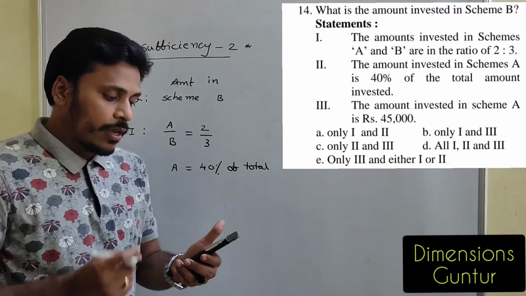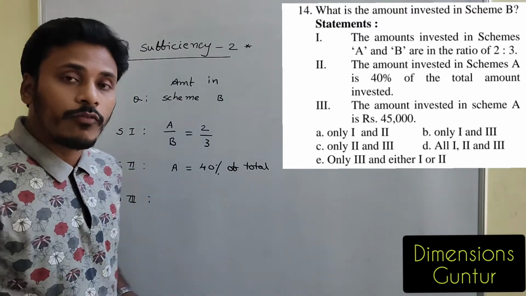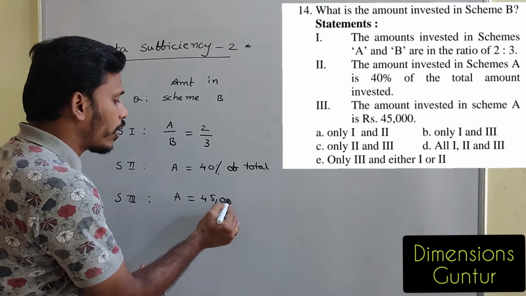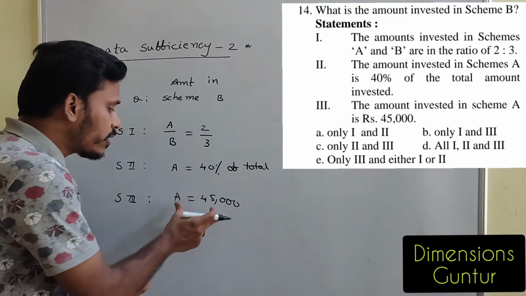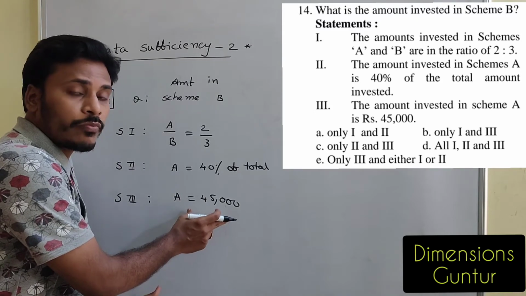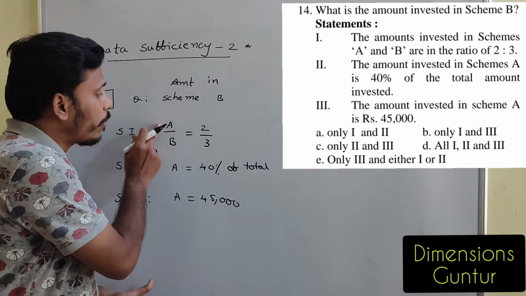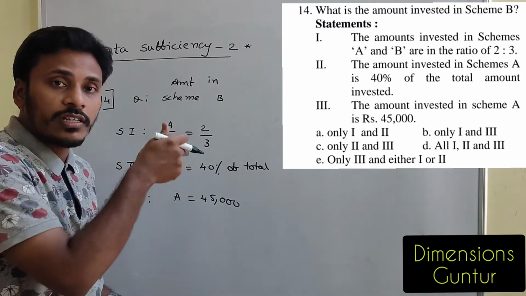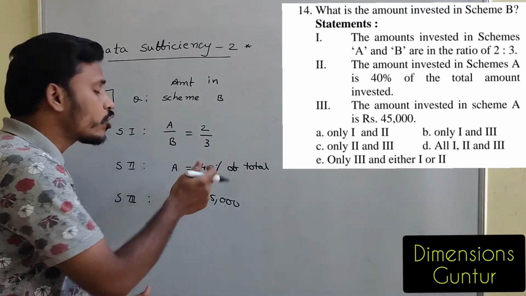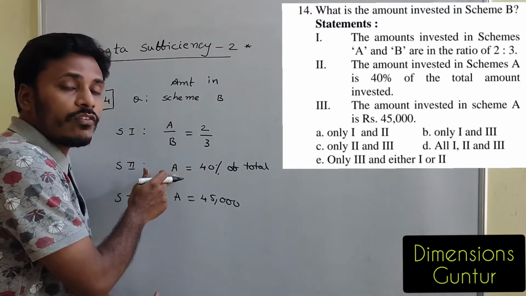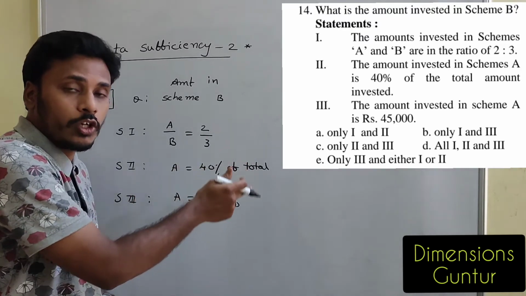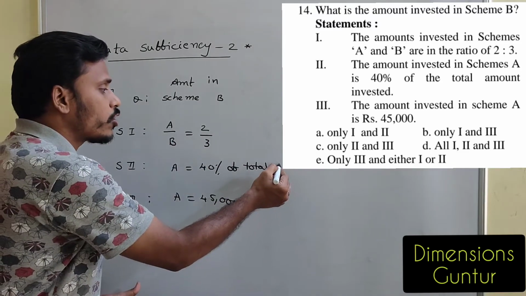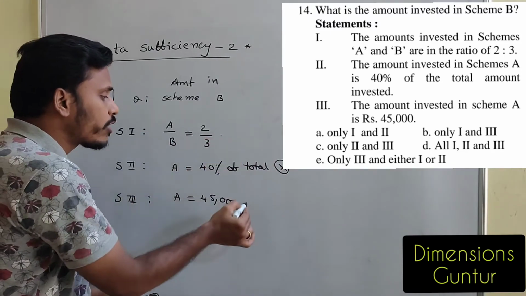Then coming to statement 3. Now what is statement 3? The amount invested in scheme A is 45,000. Directly, the amount invested in scheme A is given as 45,000. So since the amount invested in A is 45,000, if you use this 45,000 in place of A in statement 1, you will directly get the amount invested in scheme B. But statement 2 is not sufficient. Why? Because here the amount invested in scheme A is 40% of the total amount, but the total amount is not given in these three statements. So this statement is not required actually, and these two statements are needed.